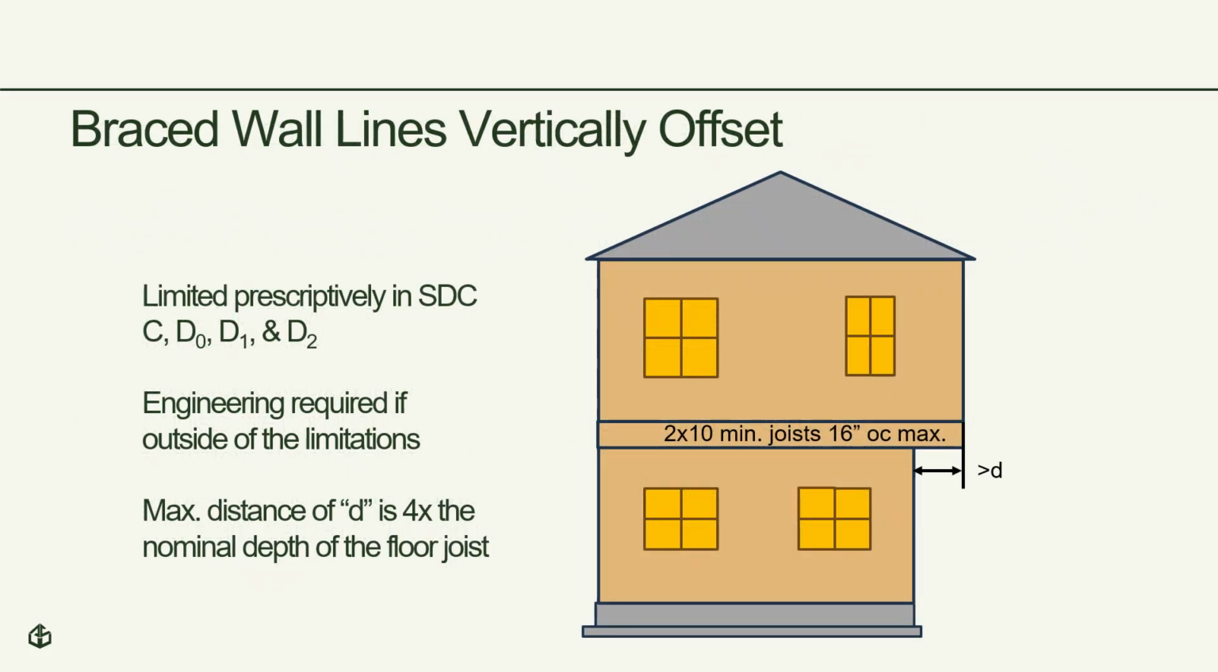This shows what that can look like. In the case where you do have 2x10s that are 16 inches on center maximum, and D does not exceed 4 times the depth of the floor joist, then it would be permitted. Otherwise, engineering is required.